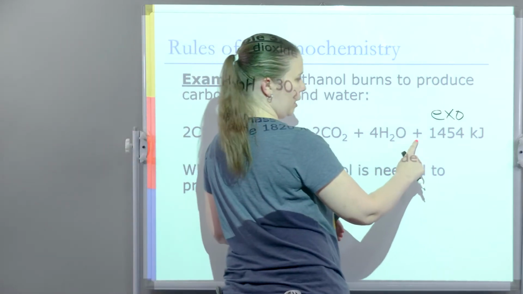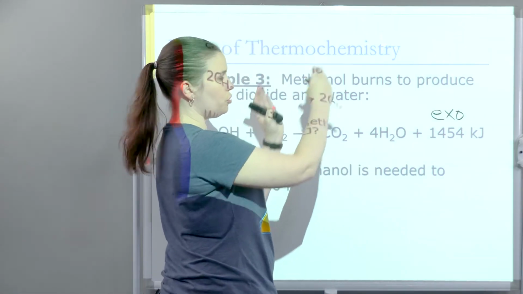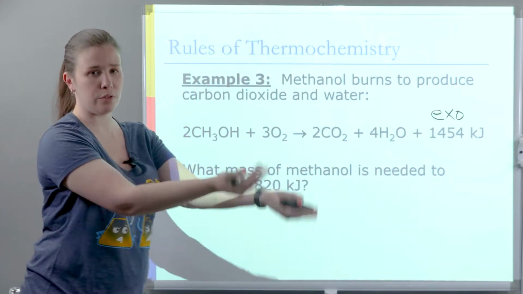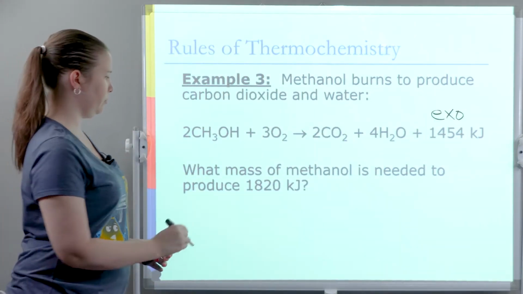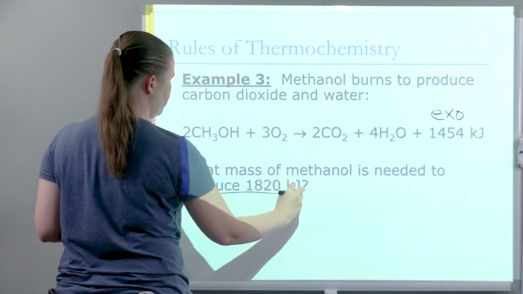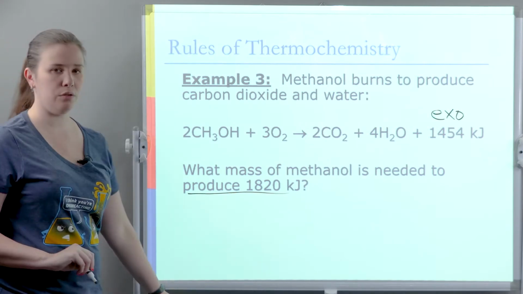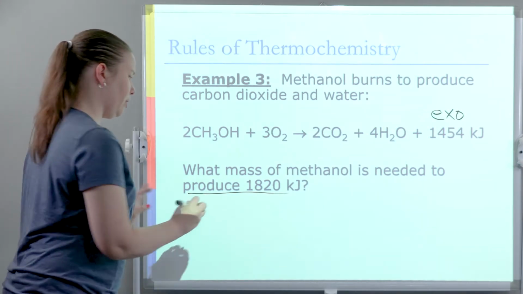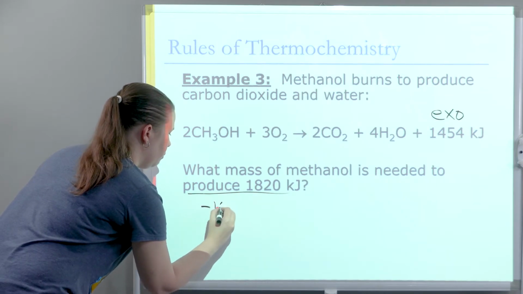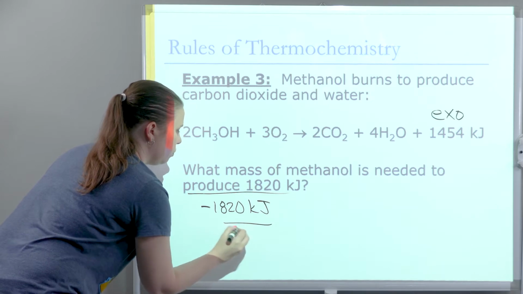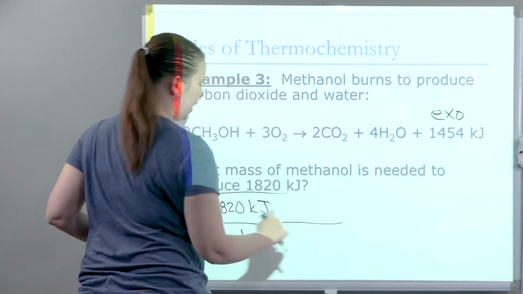Notice it didn't say minus because it's saying I've produced carbon dioxide and water and this amount of energy. Produced that amount of energy, so it is negative. All right, our given this time, we are producing 1,820 kilojoules. Producing again, so again, the negative sign. Negative 1,820 kilojoules over 1.